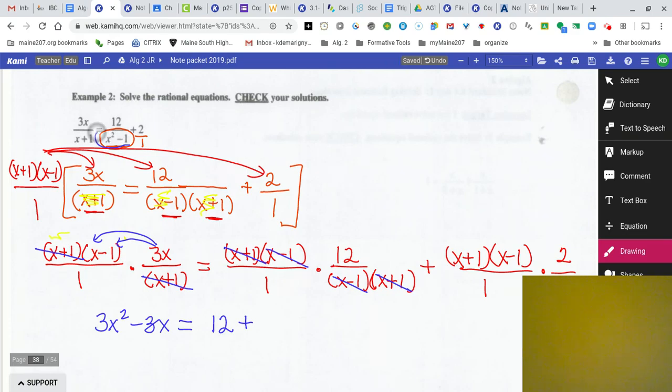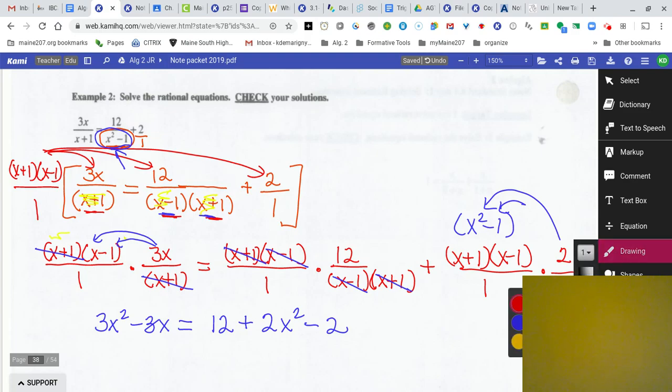But the good news is x minus 1 times x plus 1 is what we started with right here. So this is x squared minus 1, and then I just need to distribute the 2. So then it's 12 plus 2 times x squared is 2x squared, and 2 times negative 1 is negative 2. Okay, I'm going to have to get everything together again, and I see that I'm still going to be left with the squared. So more than likely, I'm going to be factoring yet again.